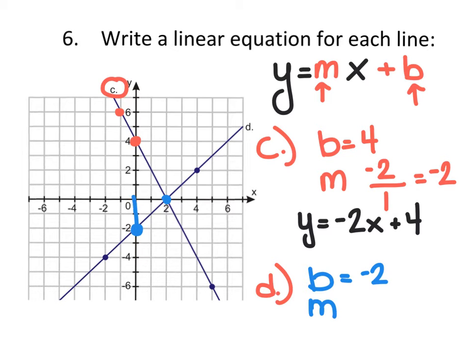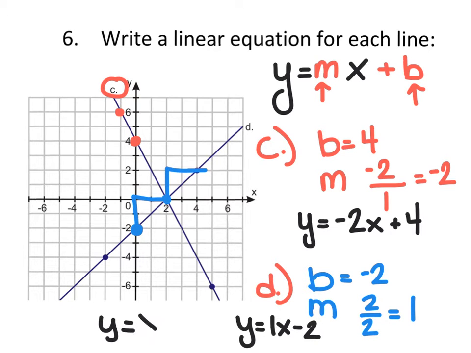It goes up 1, 2, right 2. Again, up 2, right 2. So my rise is 2 and my run is 2, both positive, which reduce to 1. So the equation of this line is y equals 1x minus 2. Now often I won't write the 1, I'll just make it y equals x minus 2.